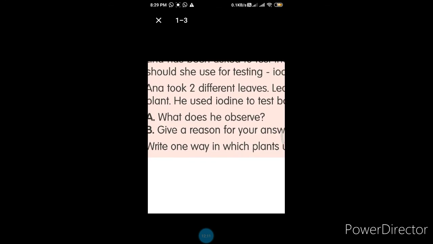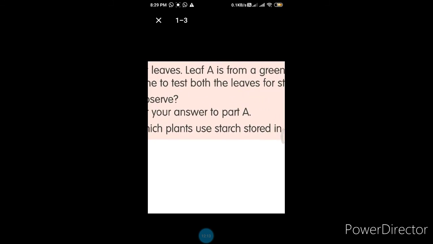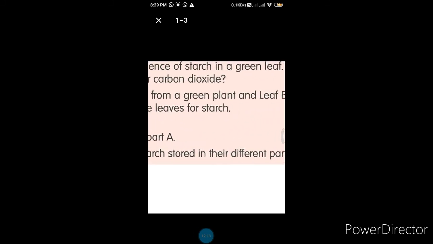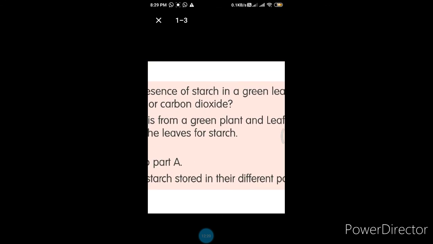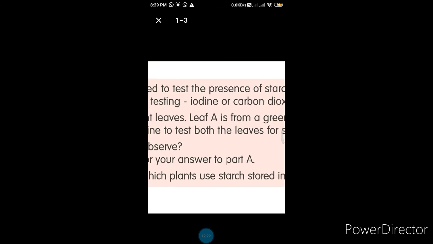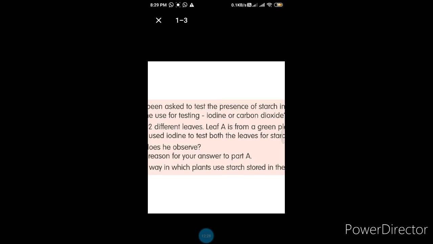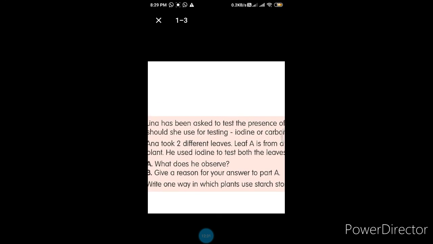Now the last question, write one way in which plants use starch stored in their different parts. They use the starch for their growth and for their energy purpose. They are utilizing the starch. Yes, all this we discussed in today's class, children.